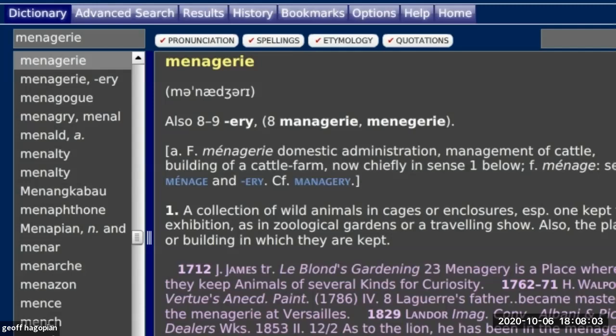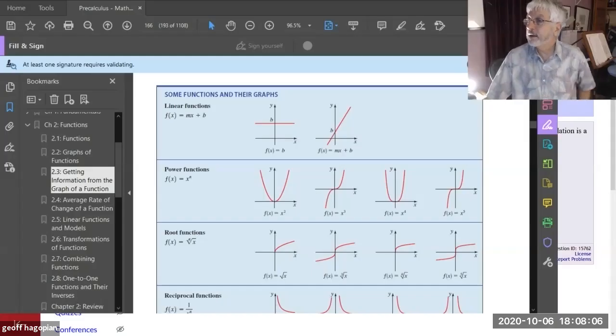Can I get rid of the OED? Yeah. So here is a display of different kinds of, well, they're not animals, but they have behavior, right? So linear functions, well, a constant function is just a horizontal line. Linear function, you know all about these, right? Slope, intercept, point-slope. The slope is the rate of change of y per change in x. The rise over the run.